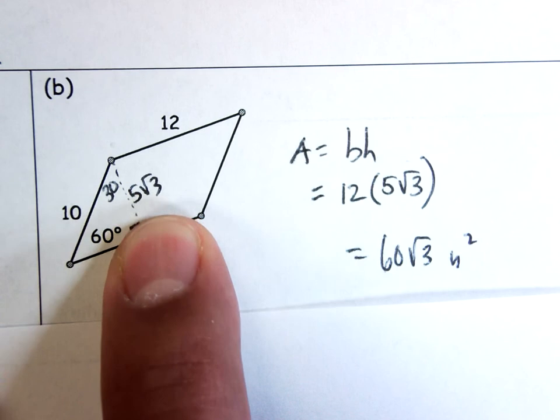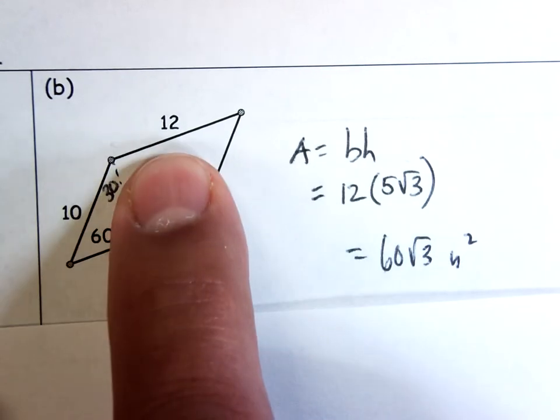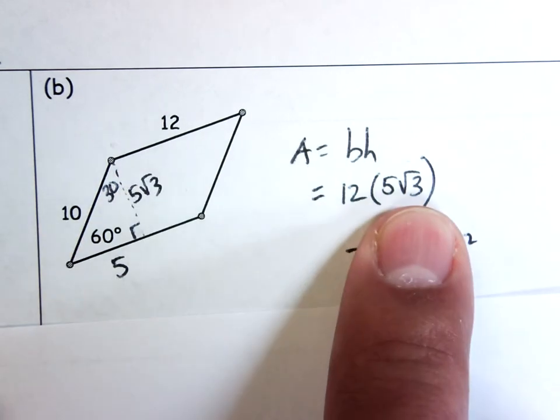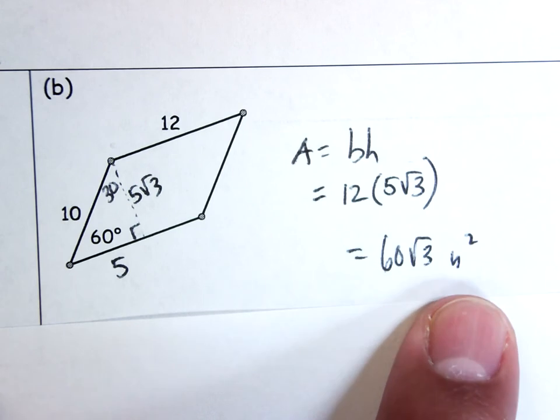So now I go to my formula. Area is equal to base times height, so it equals the base, which is 12, which we already had, times the height, which is 5 root 3. 12 times 5 is just 60, so it's just 60 root 3 units squared.